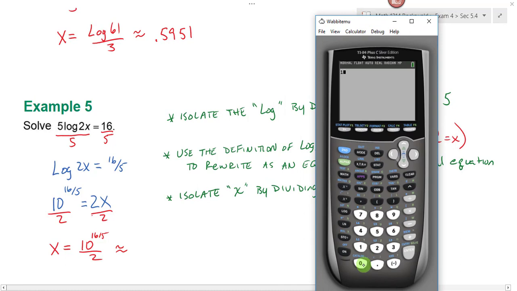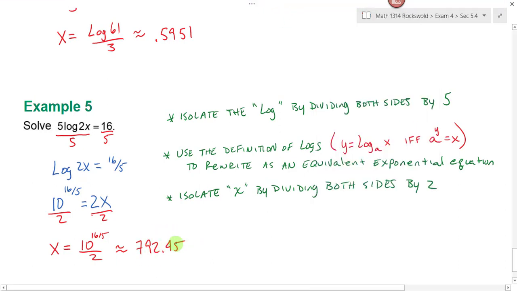So on my calculator, I would take 10 raised to a power of, open parentheses, 16 divided by 5, close the parentheses, then move my cursor back down out of the exponent, and then I would divide this whole thing by 2. So 10 raised to the 16/5 divided by 2 is 792.45 if we were rounding to two decimal places. So remember, this is a decimal approximation, this is the exact answer.